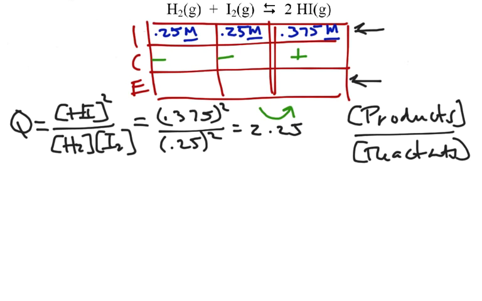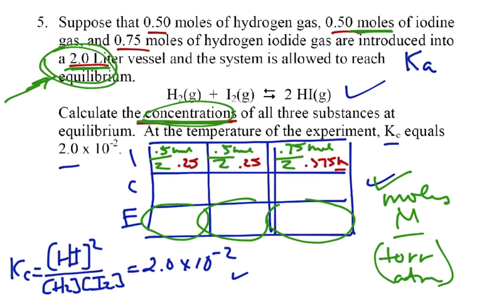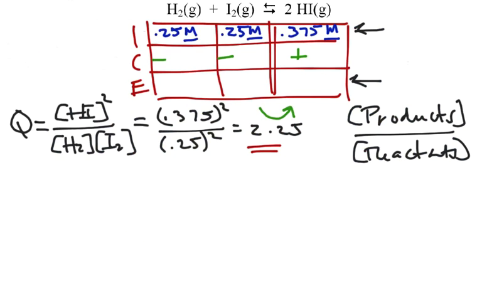So just in a general sense, we can look at this and say, okay, my Q is greater than my K, because remember that for K, the value was 2.0 times 10 to the minus 2, so 0.02 is my value of K. Well, this is much, much larger than my value of K. So if Q is greater than K, that means my products are much larger than my reactants. More than what it would be at equilibrium. So I have too many products.